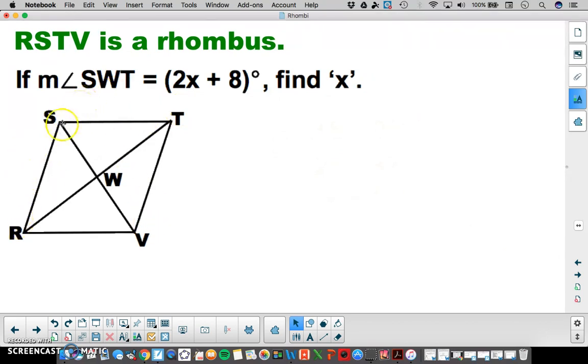In this problem, we're given the measure of angle SWT is 2x plus 8 degrees. Find x. Well, SWT is this angle where the diagonals intersect. Well, we know the diagonals are perpendicular to one another, so angle SWT is 90 degrees. Therefore, 2x plus 8 is going to equal 90. And then solve this equation. Subtract 8 from both sides, and then divide by 2 to get x equals 41.